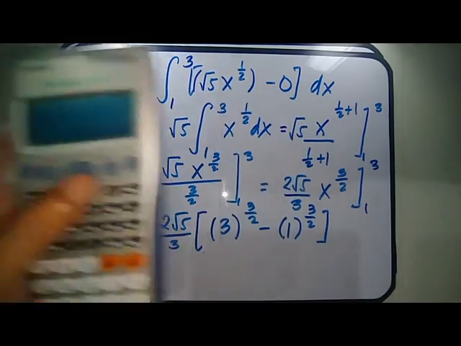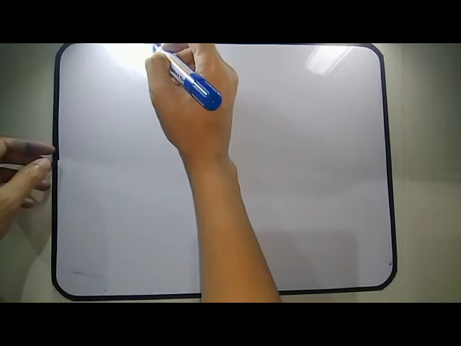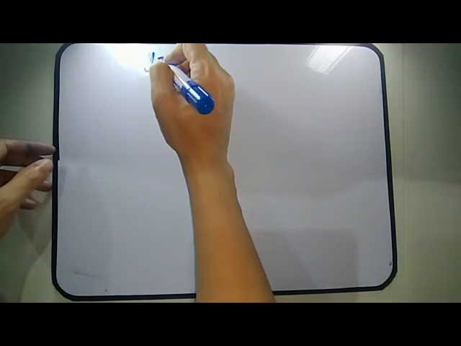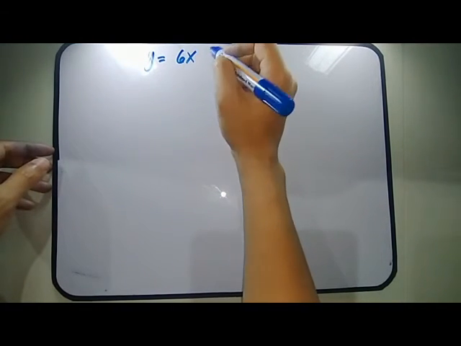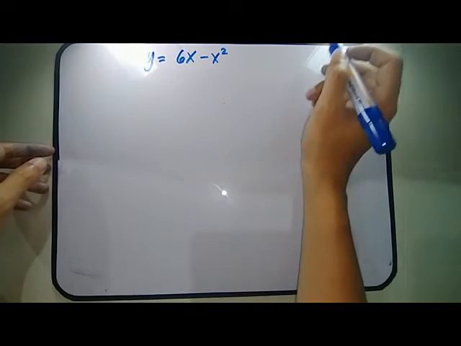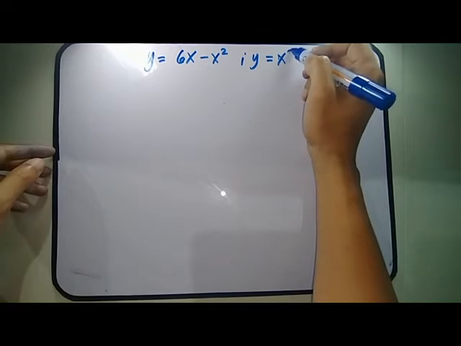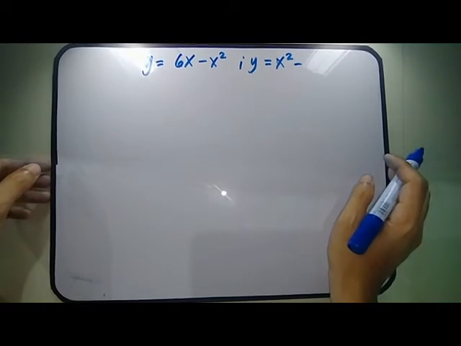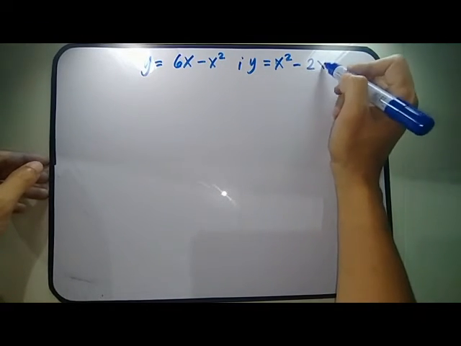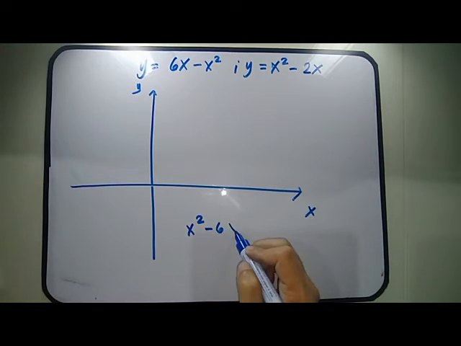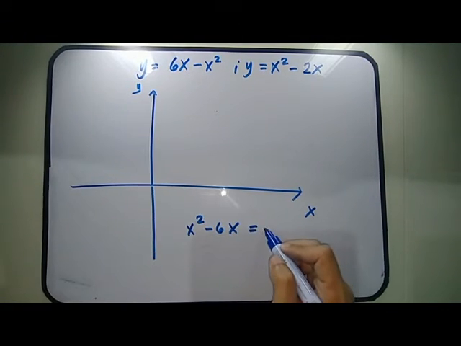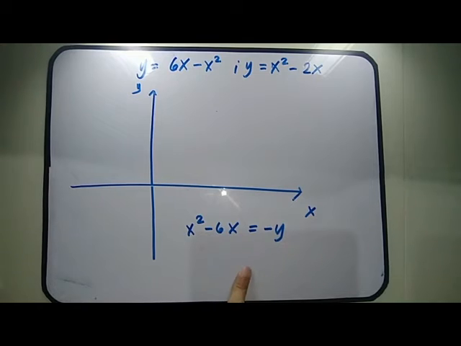In this next problem, guys, we have two parabolas here. y is equal to 6x minus x squared, and y is equal to x squared minus 2x. First step is to graph the curves. We need to find the vertex, but it's evident here that it actually touches the origin.